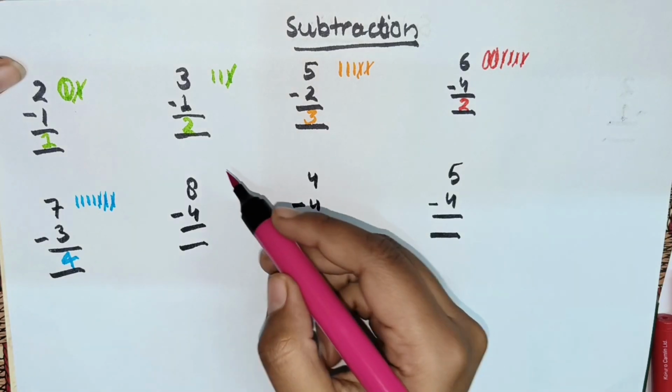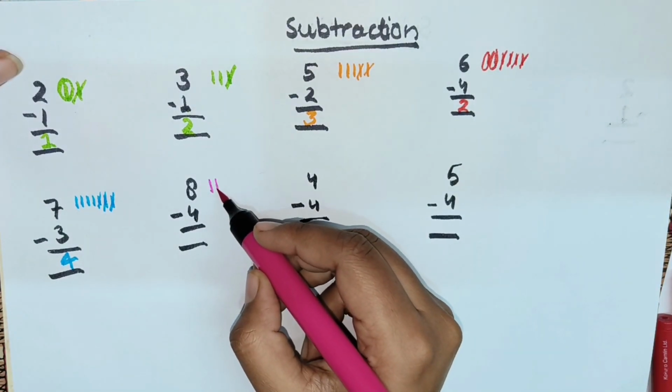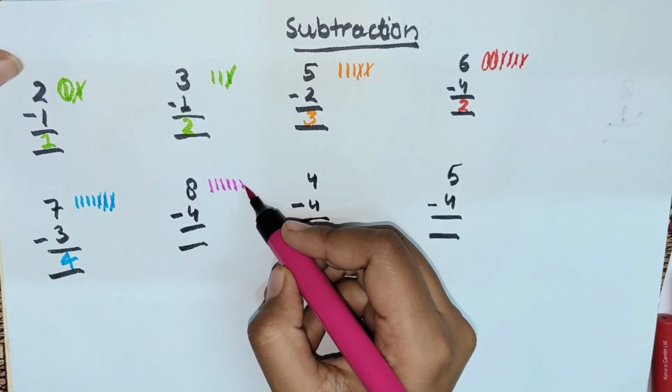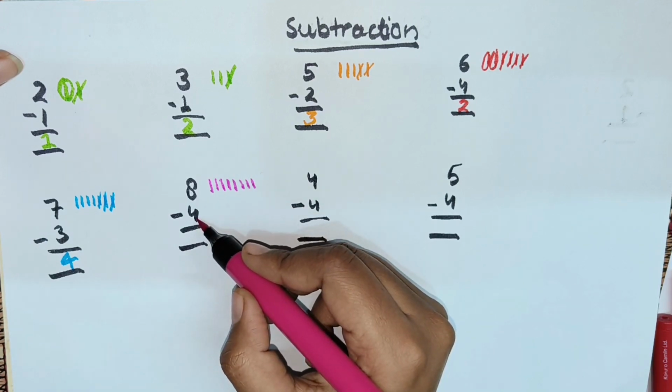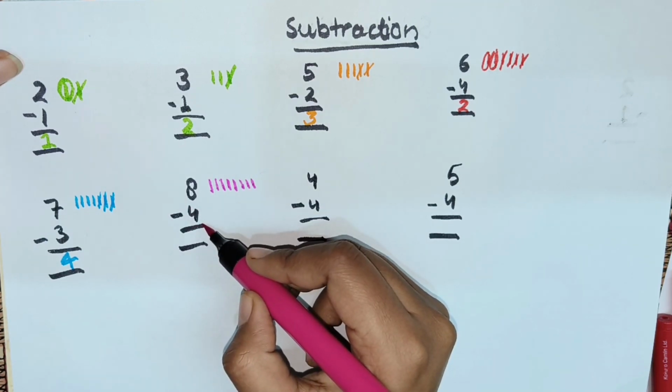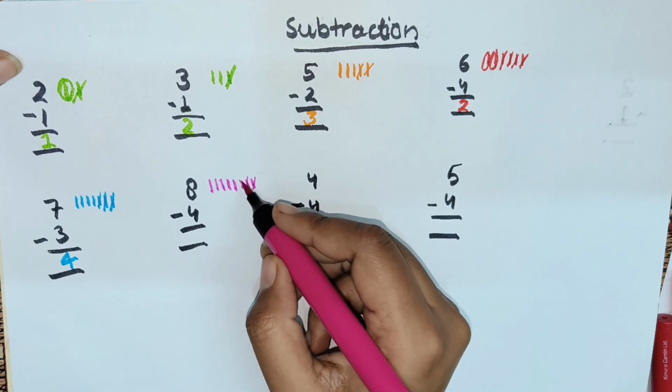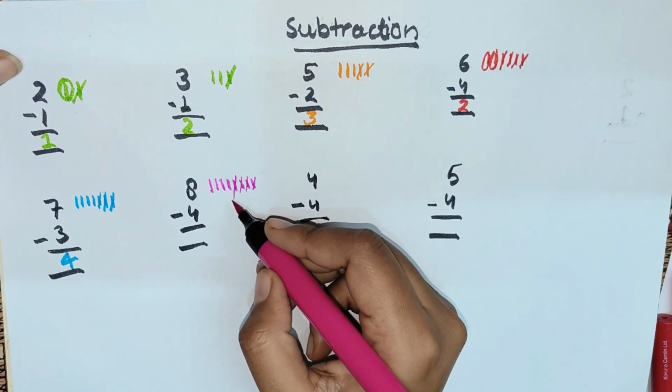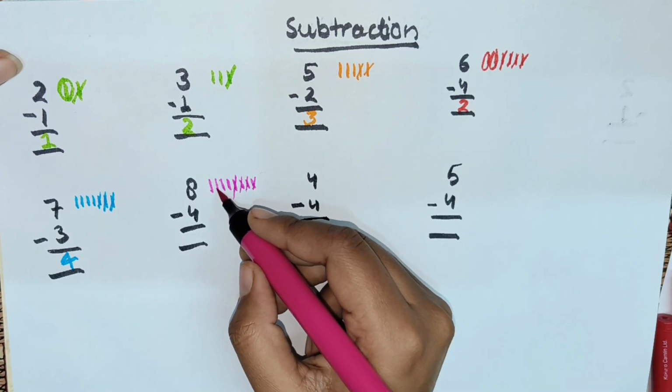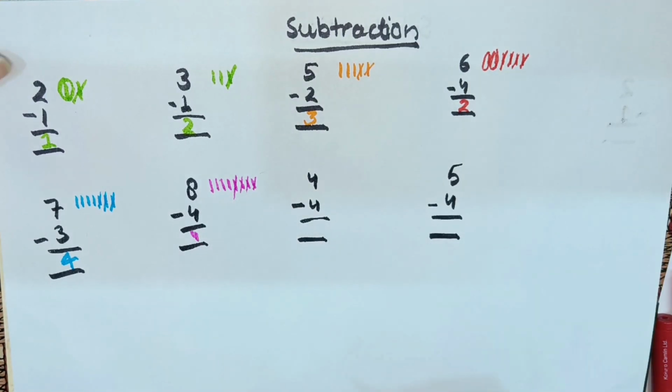So in front of 8 you have to make 8 lines. 1, 2, 3, 4, 5, 6, 7, 8. Now how many lines do you have to cut? It is written here 4. So you have to cut 4 lines. 1, 2, 3, 4. How many lines are left? 1, 2, 3, 4. So the answer will be 4.